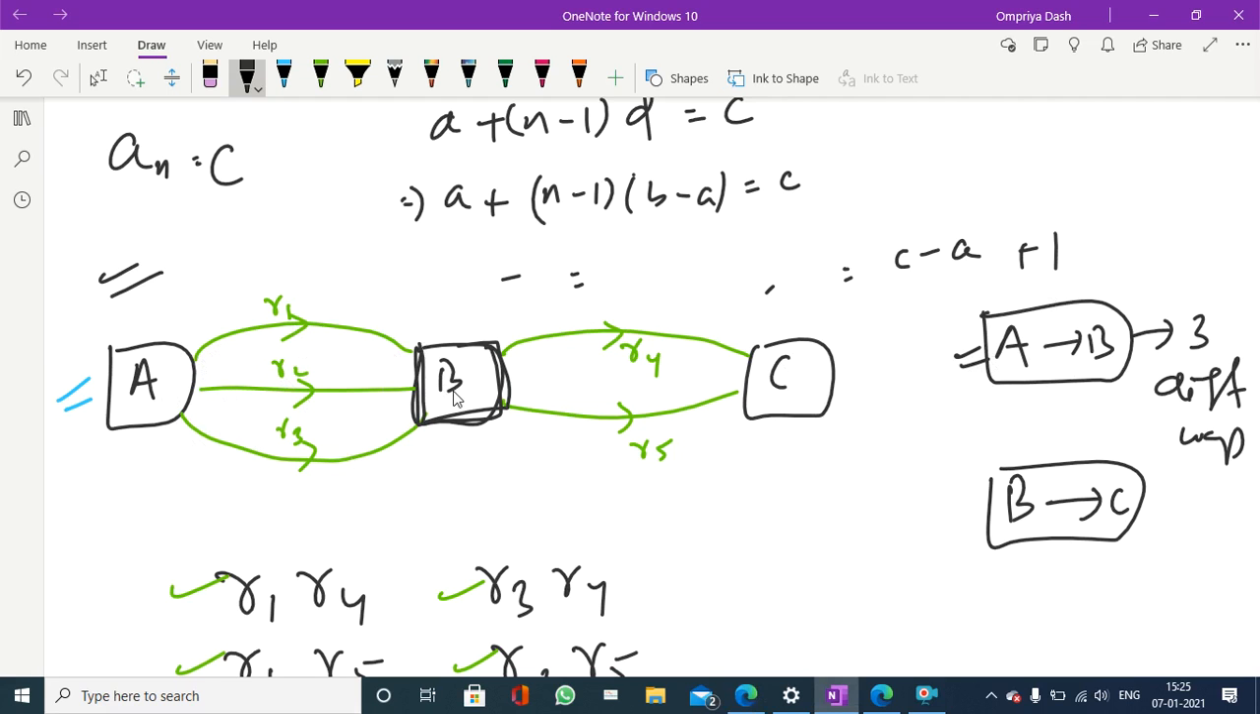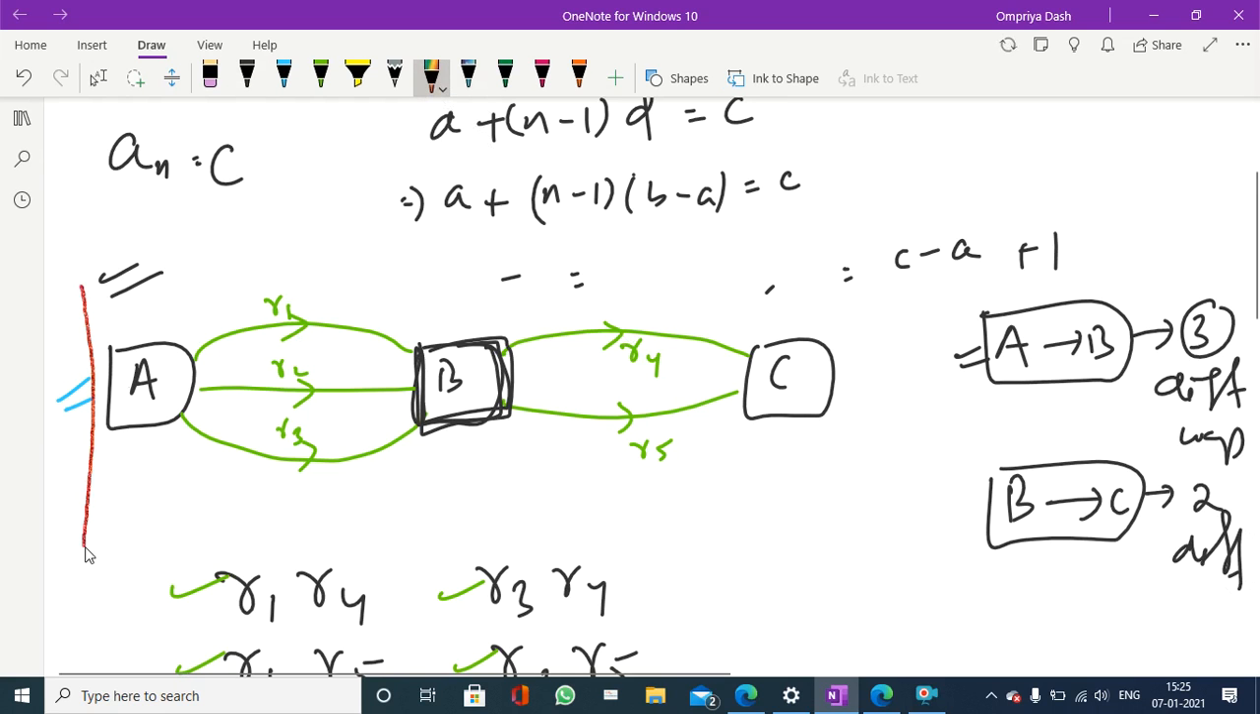There are three different ways to go from A to B, and now that event 1 has already happened means you have taken one of those three routes, and you have now reached place B. Now you want to go from B to C. In how many different ways can you do that? Sir, two different ways.